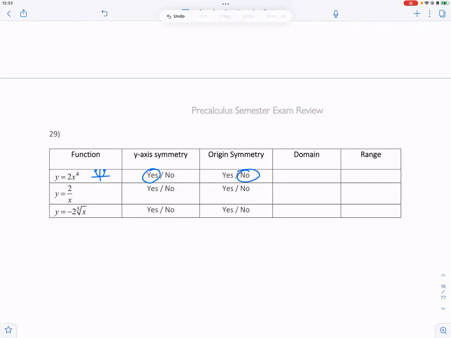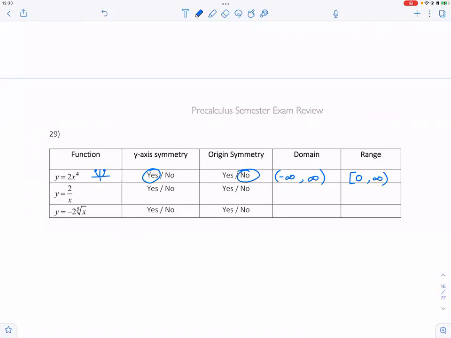The domain is going to be all real numbers, meaning that it will go from negative infinity to positive infinity. If you know how to sketch it, which you should, the range is going to be 0 to infinity. And it includes 0, so with a bracket on 0.